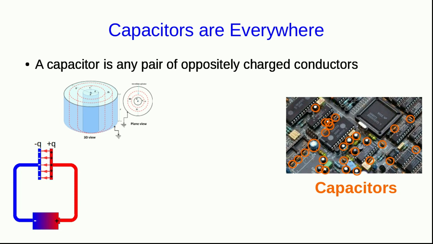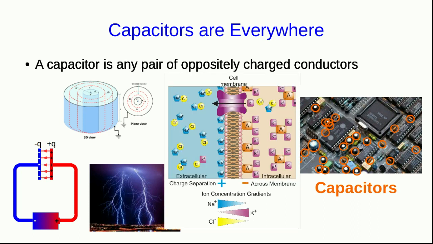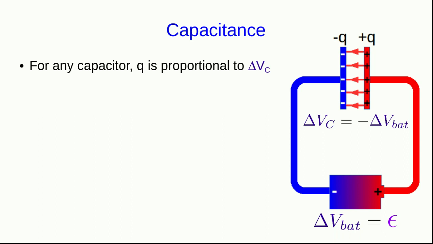However, while an engineer may care about capacitors mostly because they're all over the place in electronics, a physicist cares about them because they're all over the place in nature. Because a capacitor is any pair of oppositely charged conductors. So, a cloud and the ground below it are a capacitor. And the cell has a membrane around it, and the solutions on either side are conducting, and so the cell membrane is a capacitor.